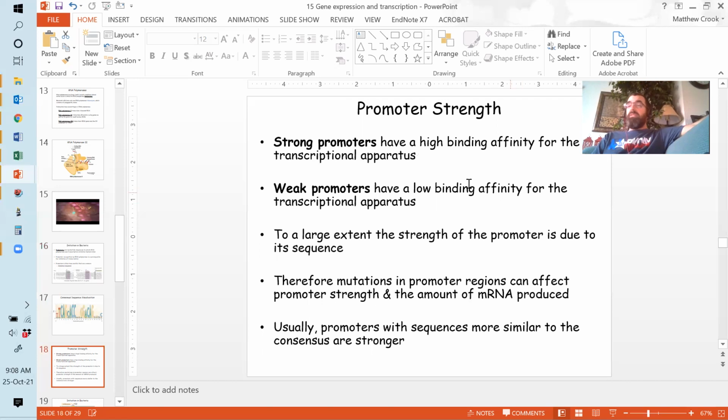So yeah, there's a lot of different proteins involved, but generally speaking, strong promoters are more likely to bind that apparatus and result in transcription of that gene. So when we talk about strong and weak promoters, what we're really talking about is how frequently that gene gets transcribed. How likely is it that you're going to get a gene product from it?